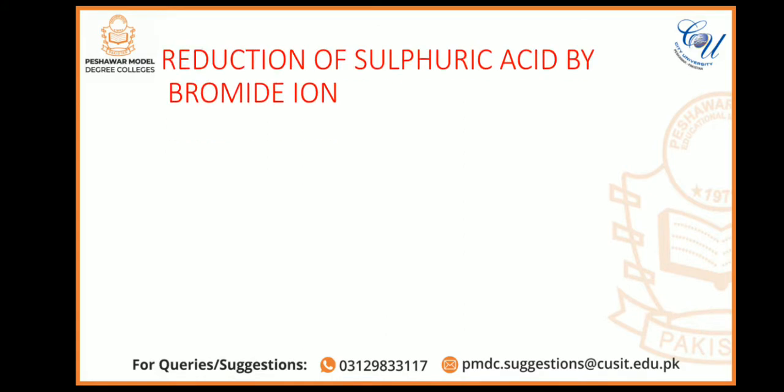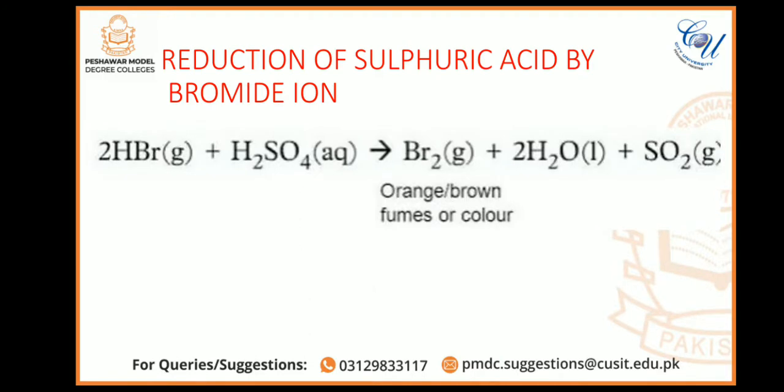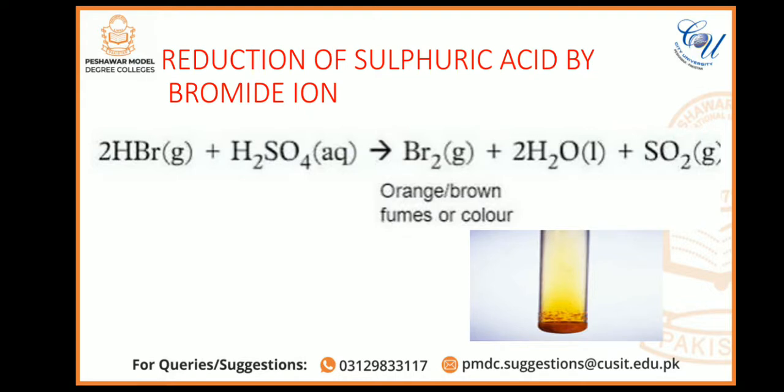So now we discuss the reduction of sulfuric acid by bromide ion. In this reaction, bromide ion reduces sulfuric acid to sulfur dioxide. There is a decrease of oxidation state of sulfur from +6 in sulfuric acid to +4 in sulfur dioxide, while the oxidation state of bromide changes from -1 to 0. So bromide ion is oxidized and sulfuric acid is reduced in this reaction. An orange-brown color appears due to the formation of bromine.